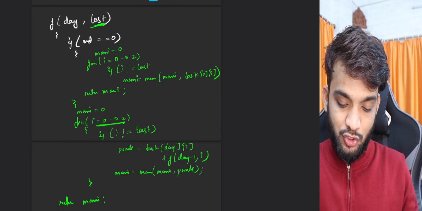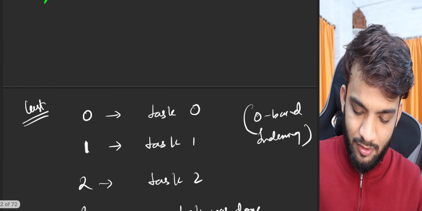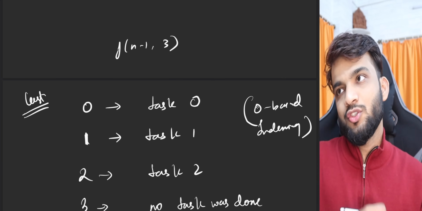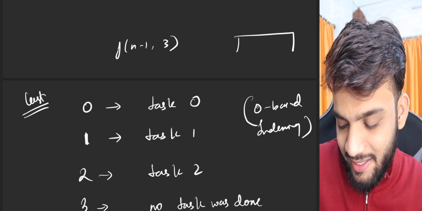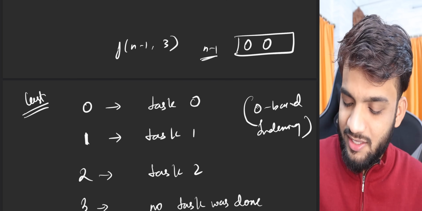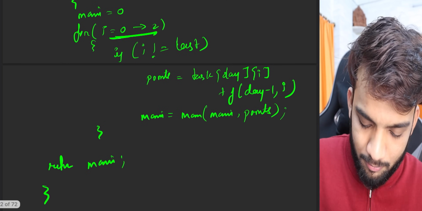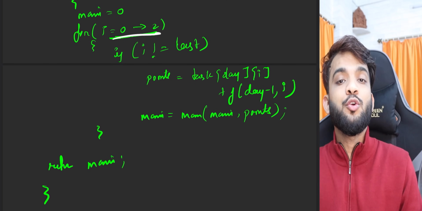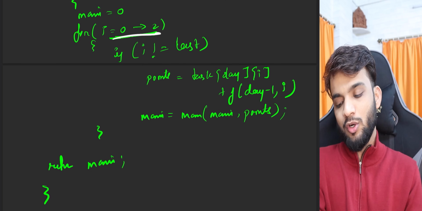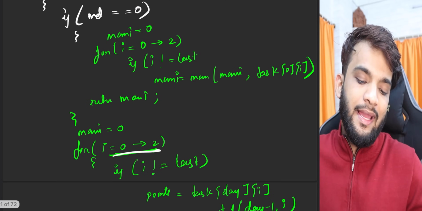So whenever you start off with f of n minus 1, you can pass on 3, right? Whenever you are at the last index, which is n minus 1, you try out this task, then this task, then this task, because this will be 3 and the task numbers are from 0 to 2. So you can try out all the tasks when you start off, right? So this is what the recurrence will look like.